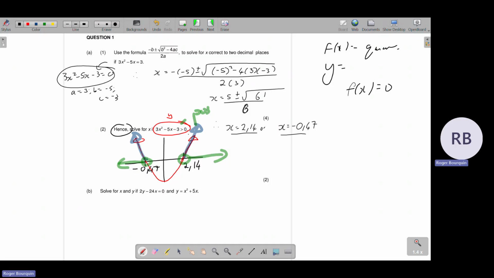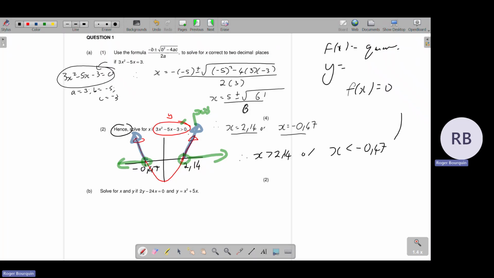How do I write this region? X is what? What are the x coordinates here? They are bigger than what? Then 2.14. Okay, so x is bigger than 2.14, you can write it like that. And this region, or x is less than negative 0.47.